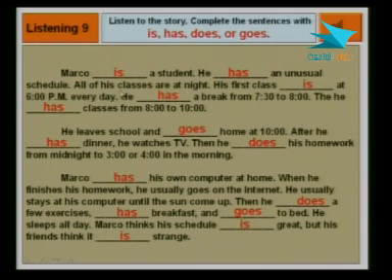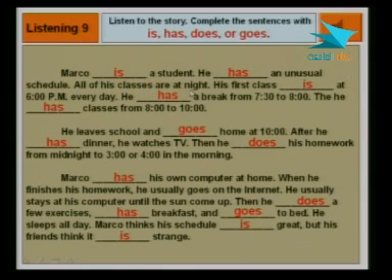Okay, so we have is, has, goes, has, does, has, goes, is, and is. Marco is a student. He has an unusual schedule. Again, an unusual. Unusual starts with a vowel, so we have that an unusual schedule. And again, because we're talking about the schedule is singular, so it has to be with an. So Marco is a student. He has an unusual schedule.